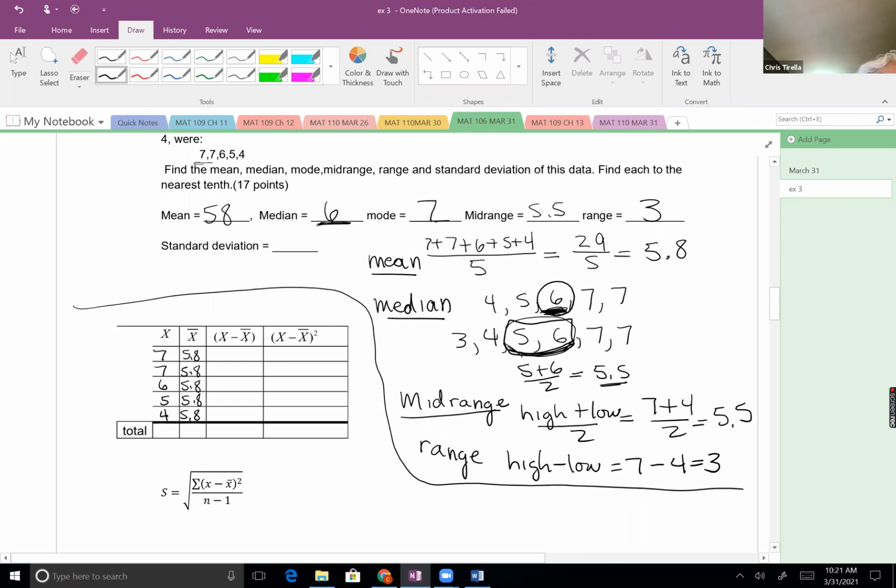So 7 minus 5.8 would be 1.2. And when I square it, I'll get 1.44. 7 minus 5.8 is 1.2. Squared is 1.44. 6 minus 5.8 is 0.2. Squared is 0.04. 5 minus 5.8 is negative 0.8. But please remember, the reason I'm squaring it is because when I square a negative, I should get a positive 0.64.